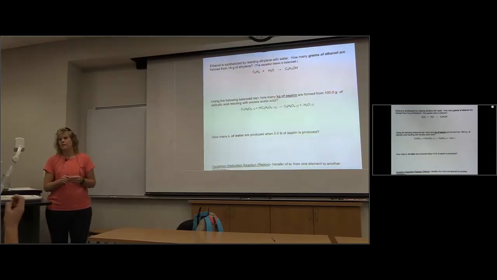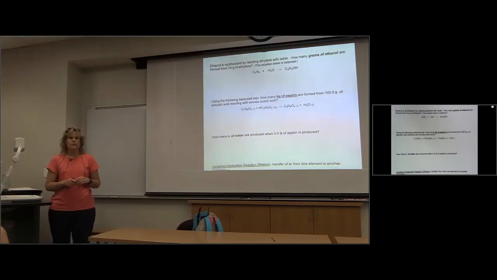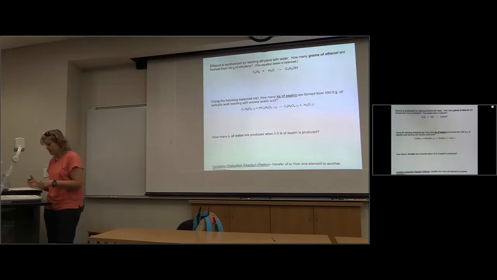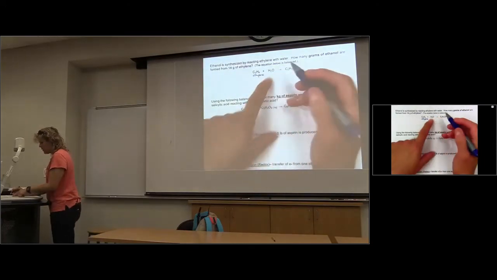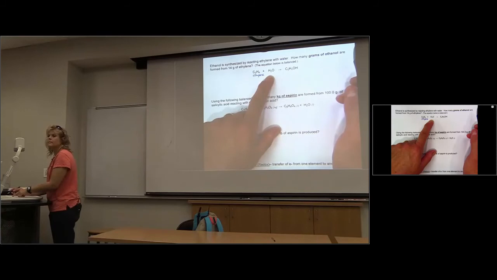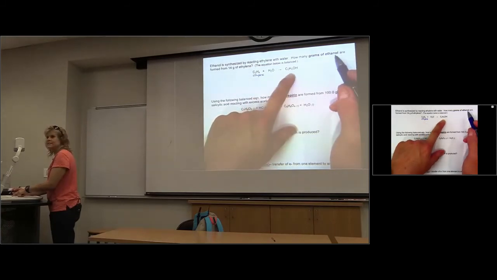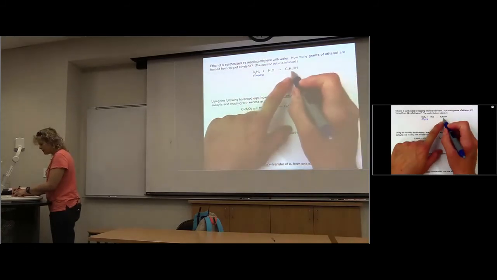What do we have to figure out on this problem? Well, before you even find molar masses, you have to figure out who's who. Do you agree? Who is C2H4? Ethylene. So this is ethylene. Who's that? Who's this then? Ethanol.